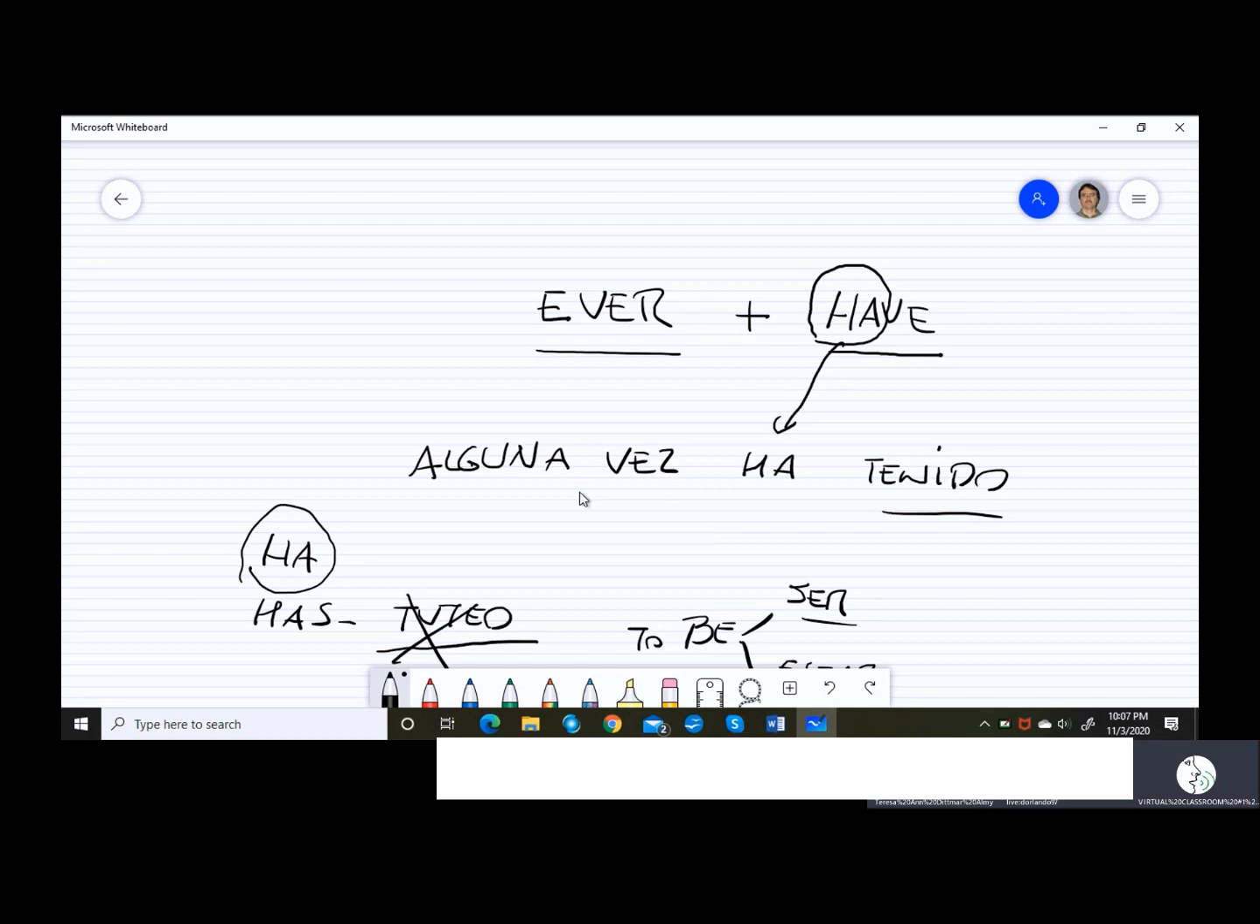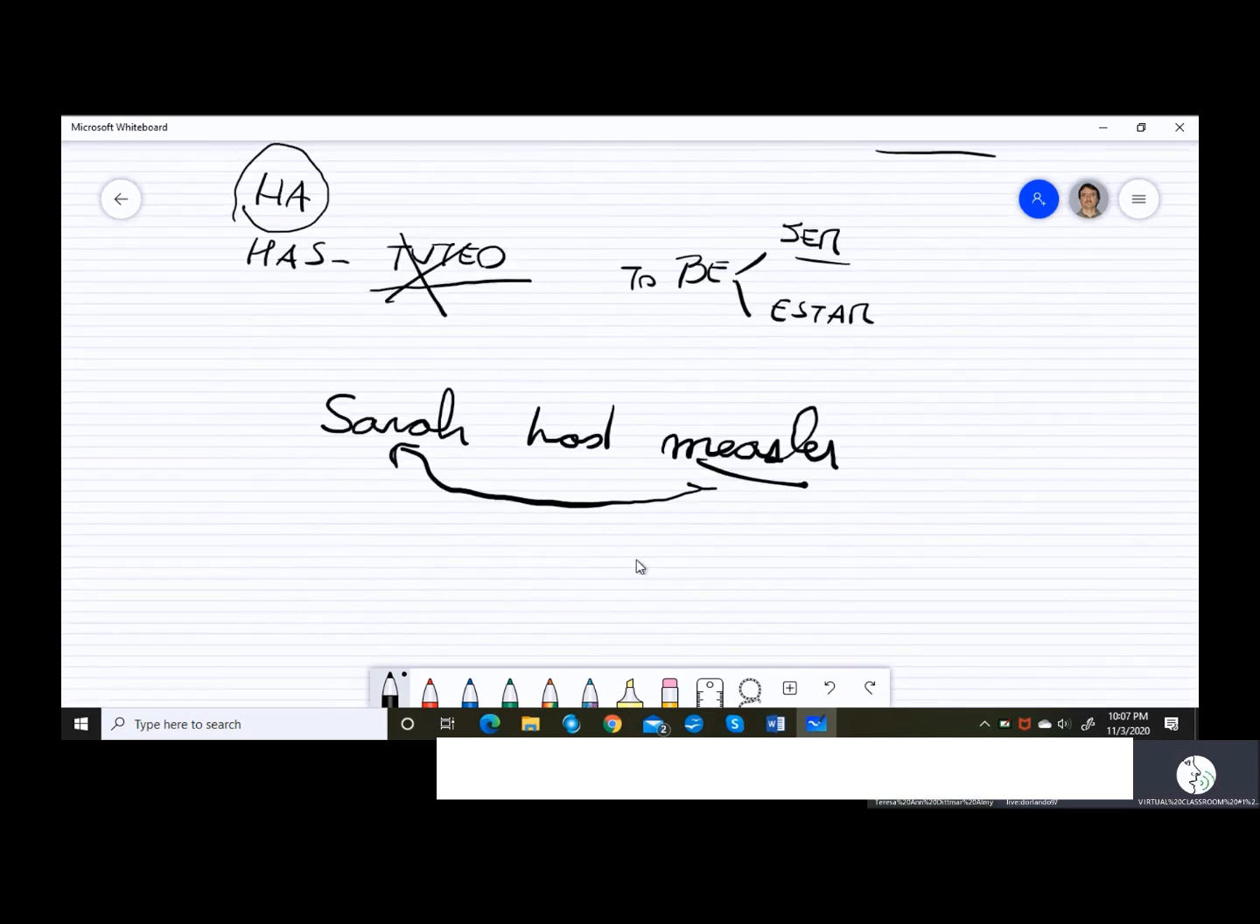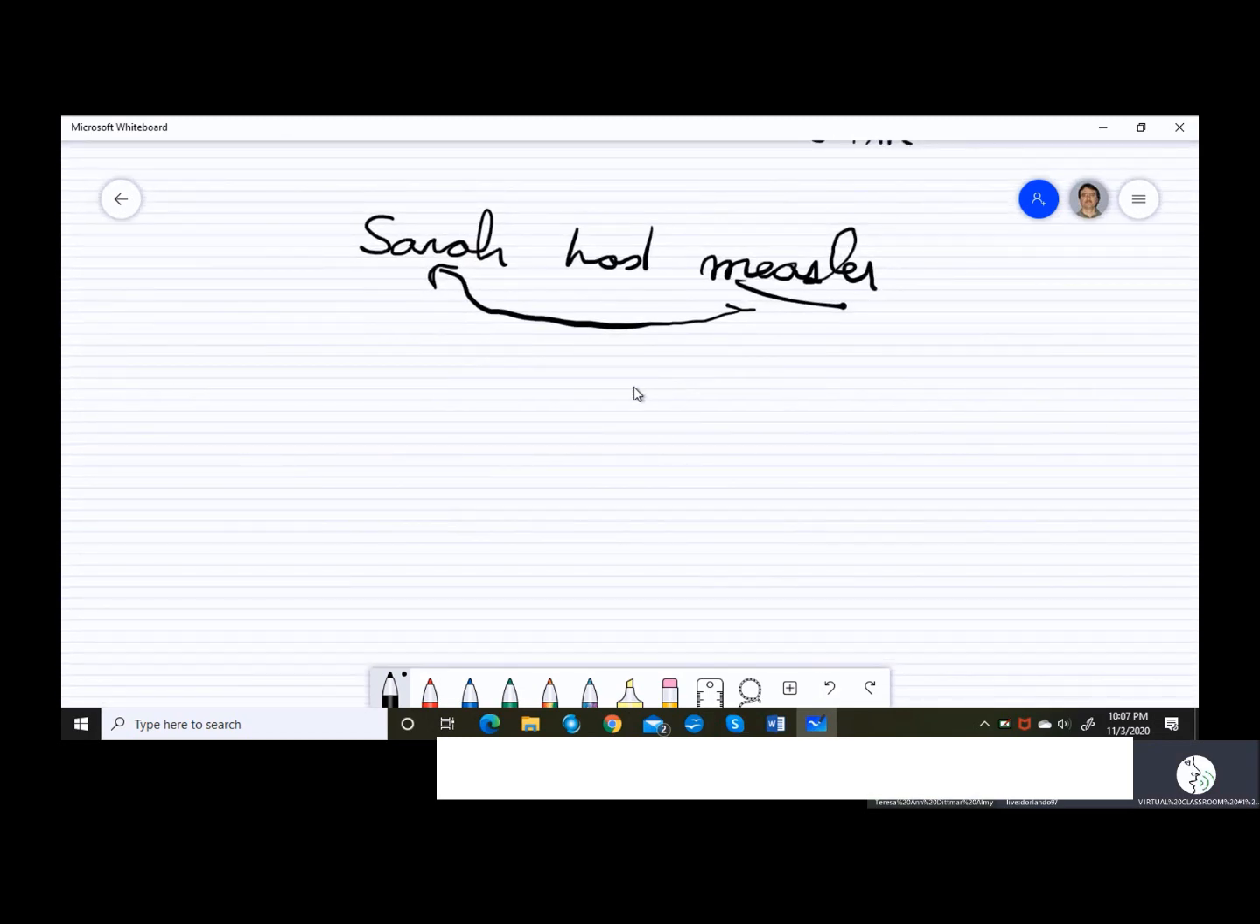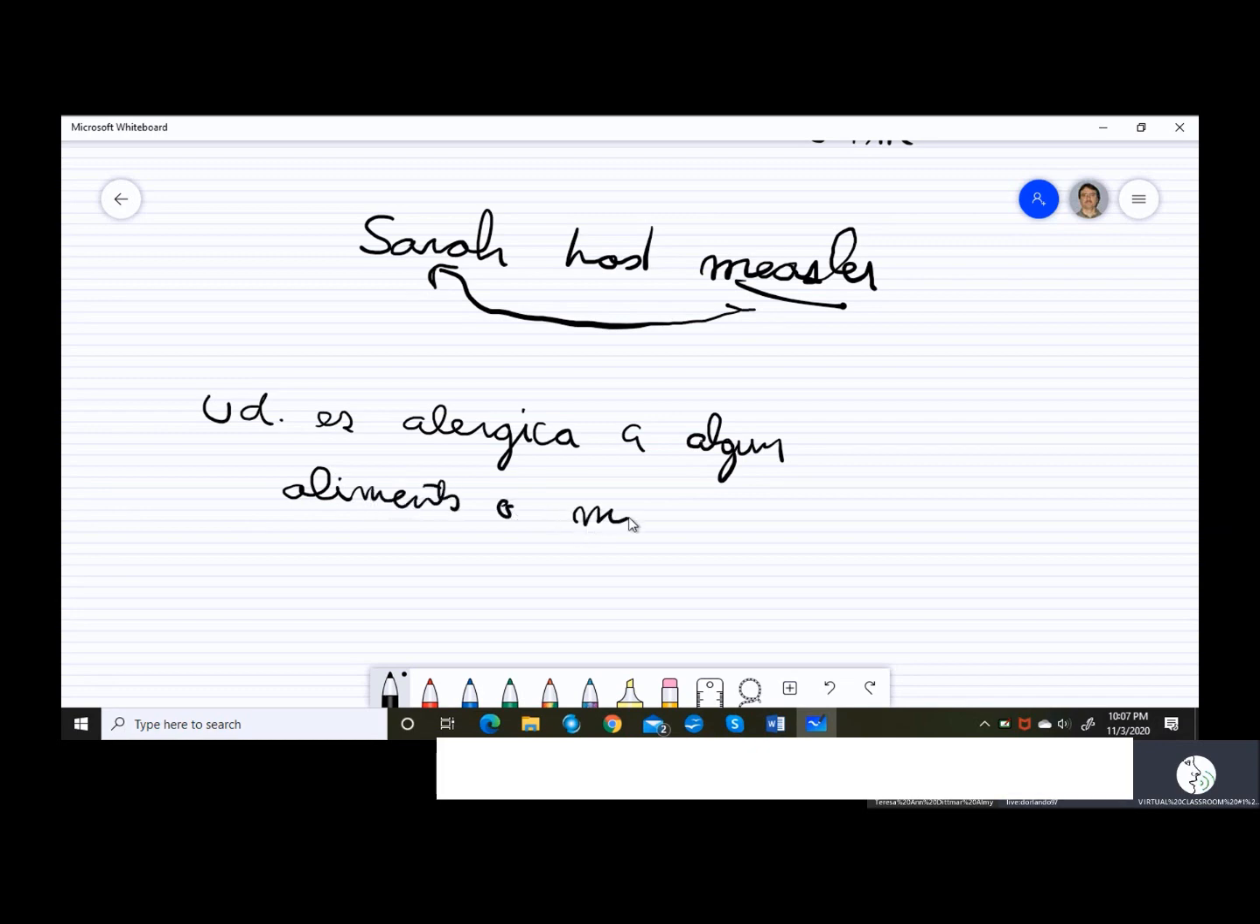Okay. I would like to suggest that you ask this question differently. The way you should ask this is, ¿usted es alérgica a algún alimento o medicamento?